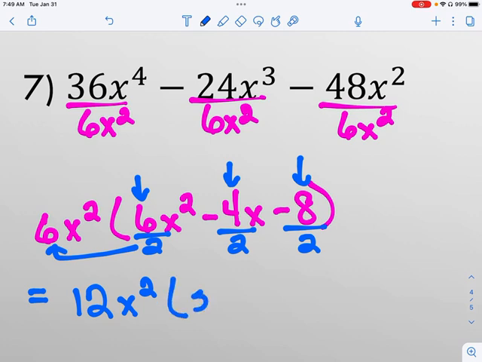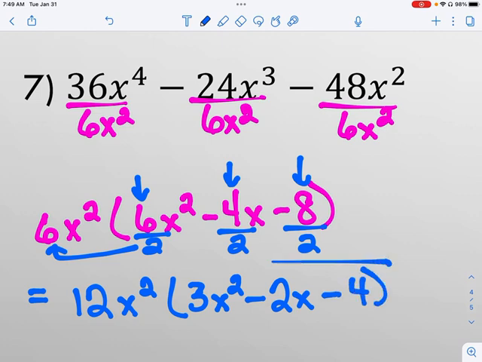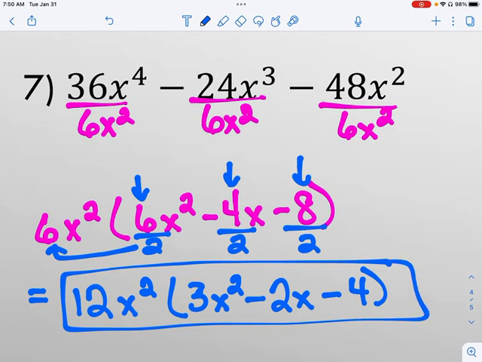Now I divide, and I would be left with 6 divided by 2 is 3x squared. Negative 4 divided by 2 is negative 2x, and negative 8 divided by 2 is negative 4. Now, if you look inside your grouping this time, is there anything common to all three? And the answer would be no. And that is how we do GCF factoring.